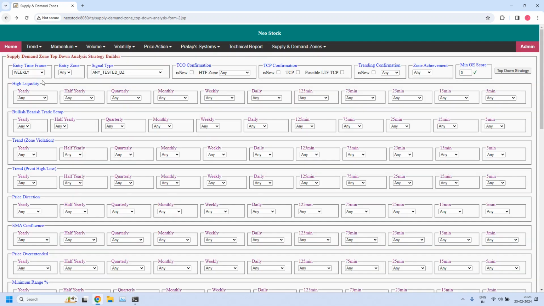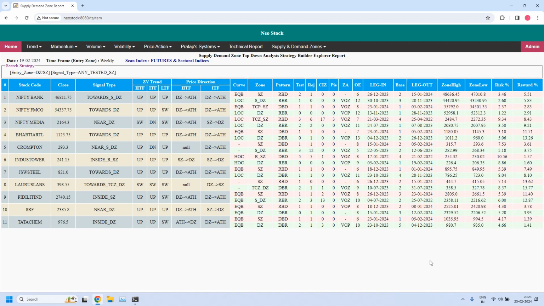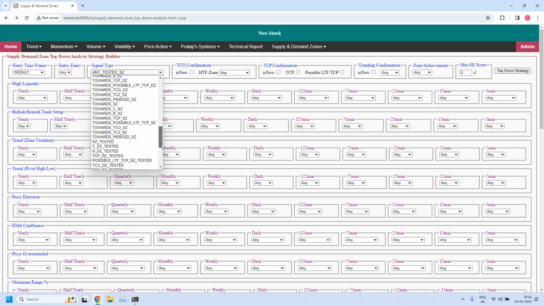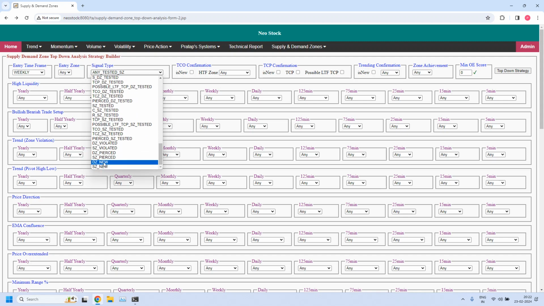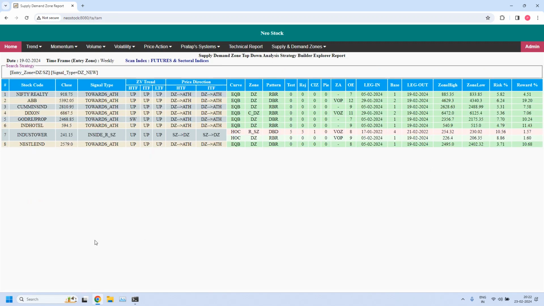So let me go back. For weekly time frame, let us find the tested weekly supply zones. So these 11 stocks are filtered. So let me go back. For weekly time frame, let us find the stocks having newly created weekly demand zones. These 8 stocks are having newly created weekly demand zones.